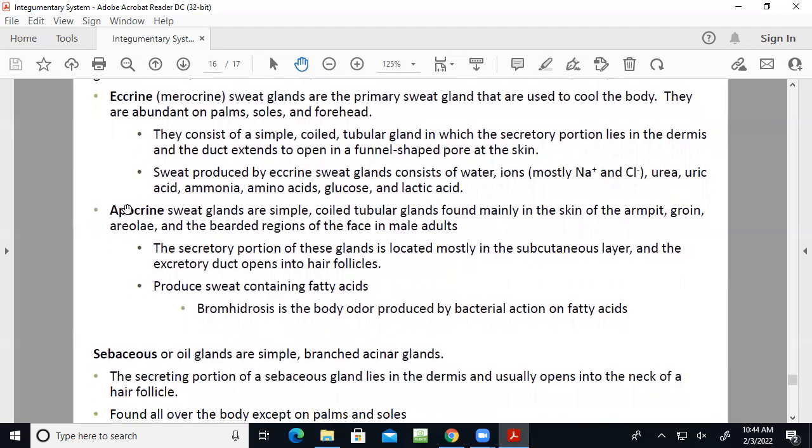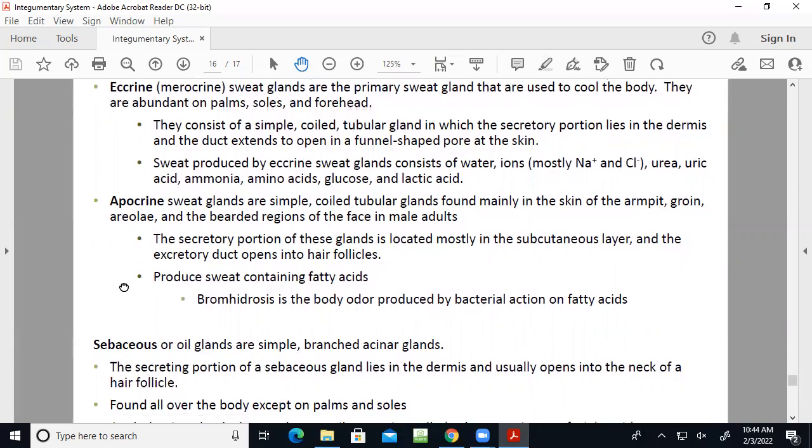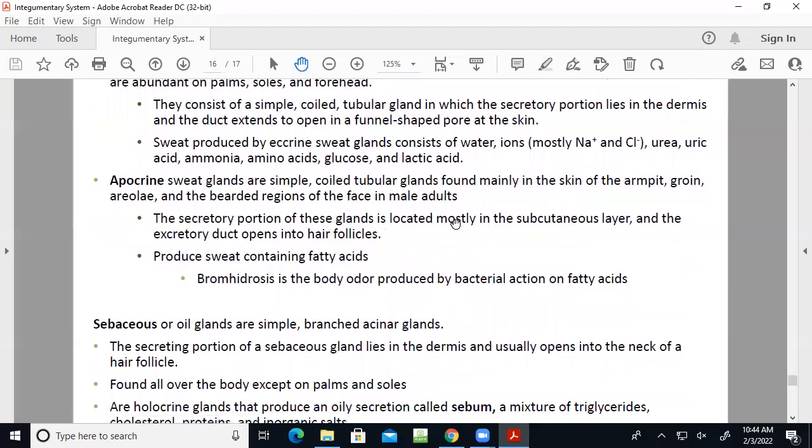Okay. Now, apocrine sweat glands are simple coiled tubular glands found mainly in the skin of the armpit, the groin, areolae, surrounding the nipples, and the bearded region of a male face. Okay. The secretory portion of these glands is located mostly in the subcutaneous layer, and the excretory duct opens into hair follicles. So here's the difference.